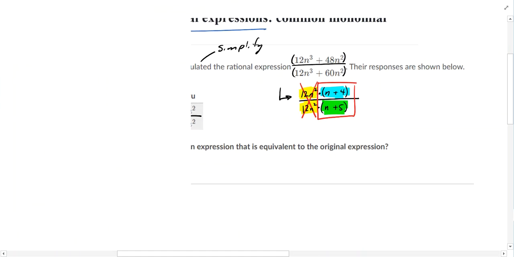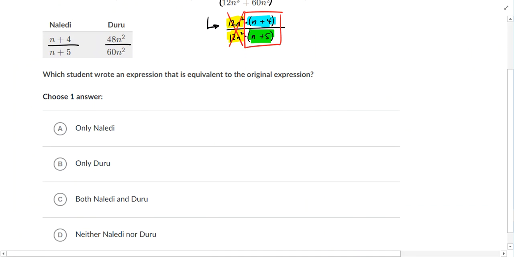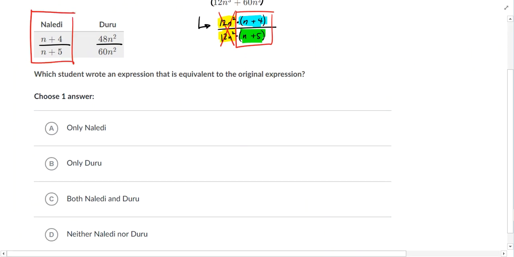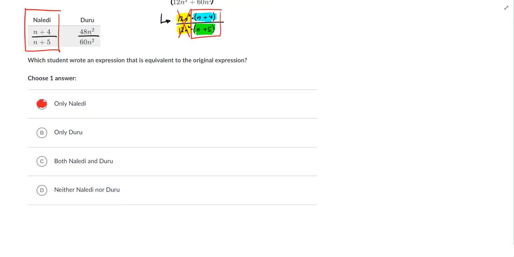So if I were to choose the correct answer on Khan's website, I would say that Naledi answered that correctly. But only Naledi, not Duru. And I did enter that answer off screen, and the website did accept it.